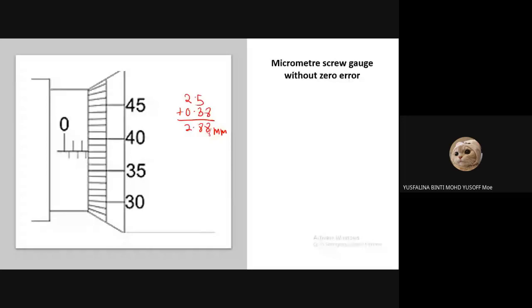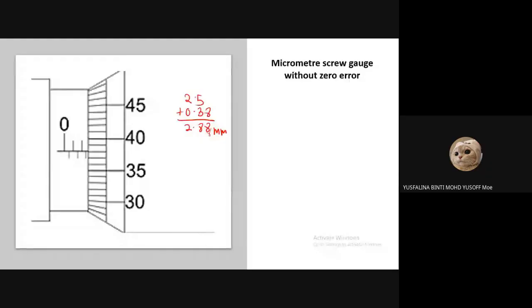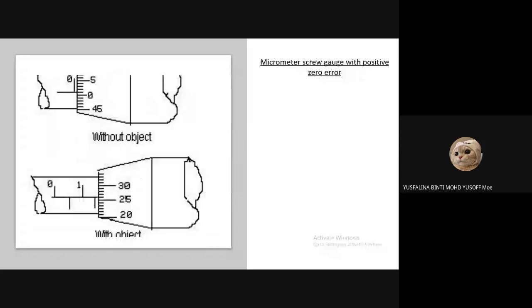For any measuring instrument, if you write the value, make sure you write the unit, because physics is basically about units. Unit is very, very important in physics. So this is how you read the micrometer screw gauge with no zero error. Okay, and the next one.